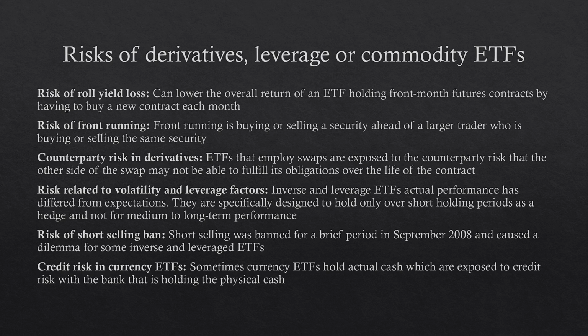So front running is buying or selling a security ahead of a larger trader who is buying or selling the same security. So sometimes with these derivatives, with these ETFs, they sometimes have to buy certain investments periodically each month, and sometimes you could buy ahead of a larger trader. Counterparty risk for derivatives. So ETFs that employ swaps are exposed to the counterparty risk that the other side of the swap may not be able to fulfill its obligations over the life of the contract.